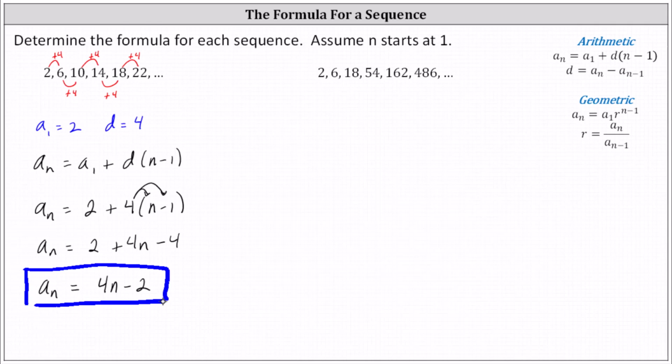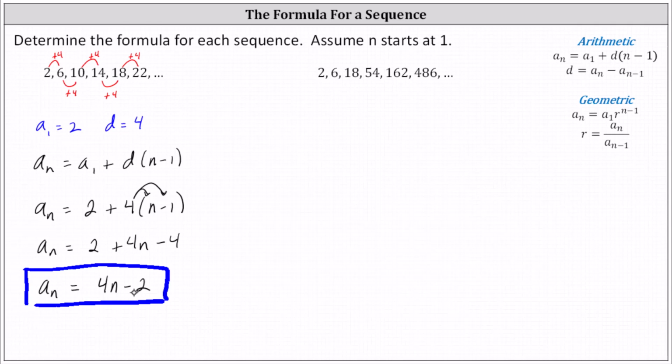And of course, we can test the formula. To find a sub 1, the first term, we substitute 1 for n. 4 times 1 minus 2 is 2. To find a sub 2, we substitute 2 for n. 4 times 2 is 8. 8 minus 2 is 6, and so on.